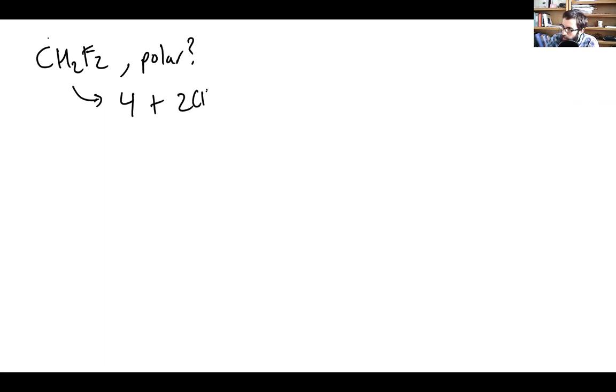All right, so let's run through some more examples. I wanted to do this molecule, CH2F2. So again, is this polar? We're going to calculate the Lewis structure. We need to know the number of valence electrons. To do that, 4 for carbon, 1 each for the 2 hydrogens, 7 each for the 2 fluorines. That's 20 valence electrons.